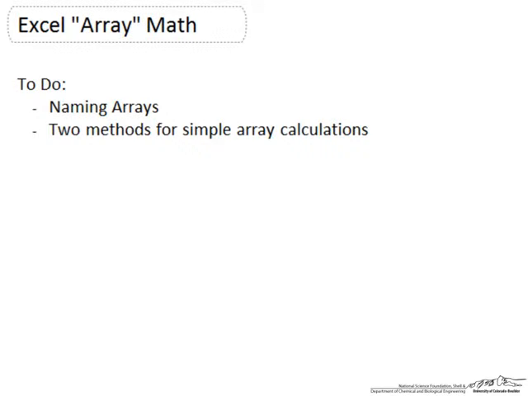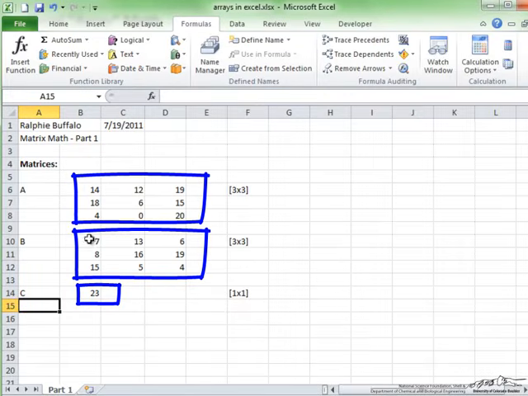This video is part 1 in a series of videos on matrix math in Excel. In Excel, matrices are referred to as arrays. In this video, I'll be going over a couple different things. First, I'll be going over how to name arrays, and second, I'll be going over 2 methods for simple array calculations. If I go to my spreadsheet, I have 3 matrices here.